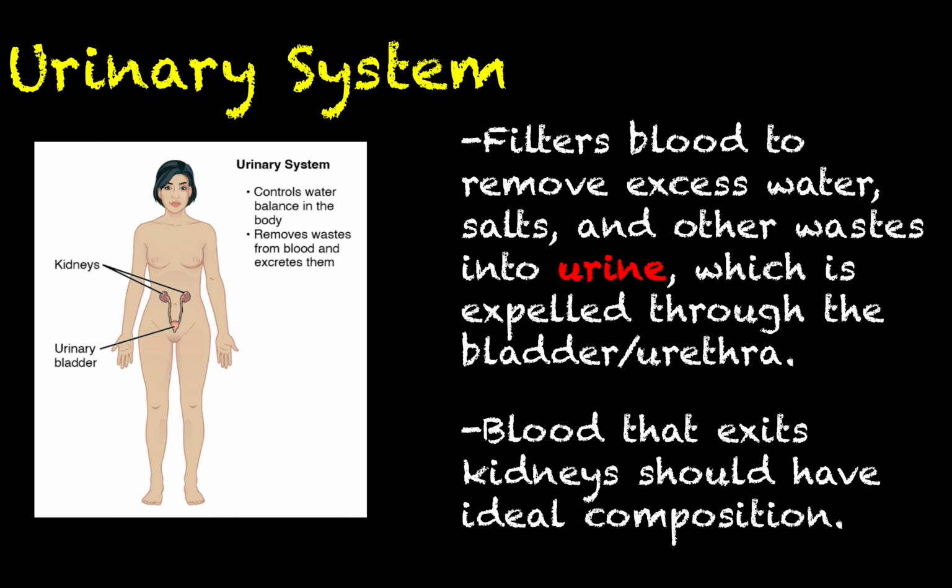The urinary system, which we looked at before, filters blood to remove excess water, salts, and other waste into a liquid product called urine, which is then expelled through the bladder and through the urethra. The idea here is that once the blood is filtered, any blood that exits out of the kidneys should then have ideal composition, with the urine containing all of the stuff that we did not want in the blood to begin with.